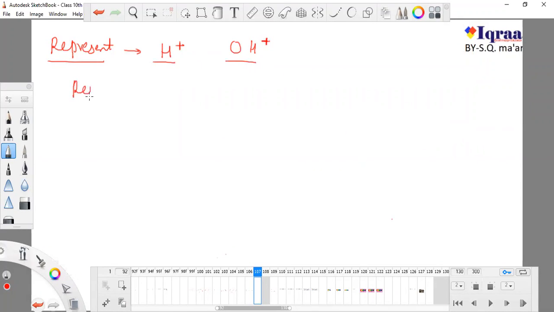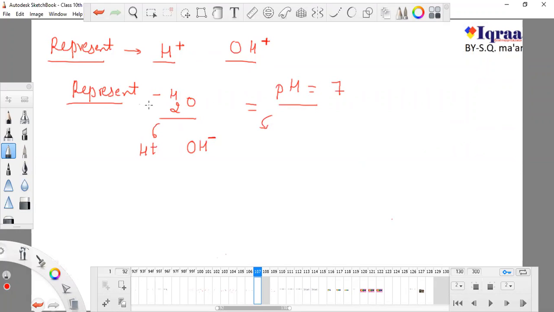And if I want to represent anything, suppose I want to represent water, then I will say that the pH of water is 7. What is the meaning of this 7? This means that H2O can be divided into H plus and OH minus, and if I want to represent water, I will say that the power of H plus ions in water is 7.